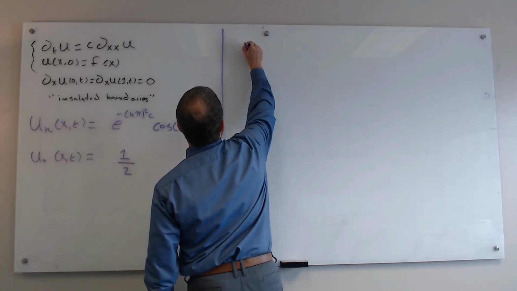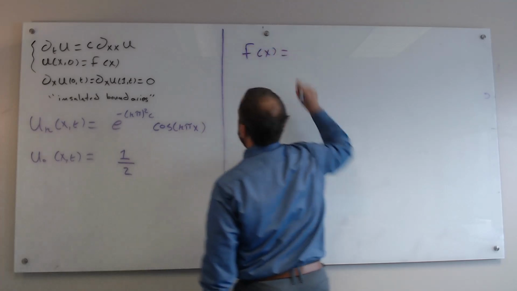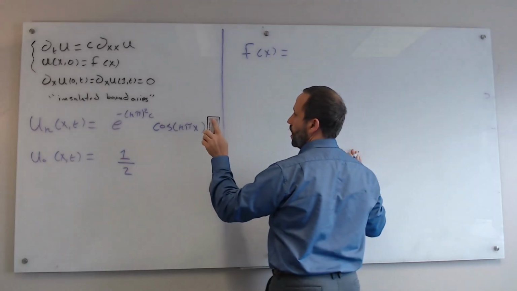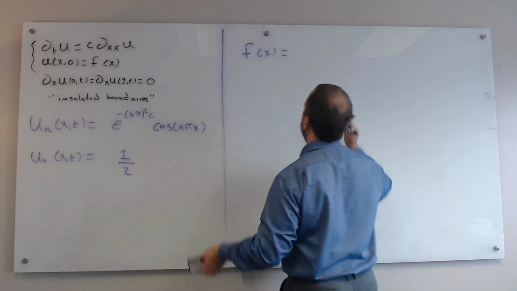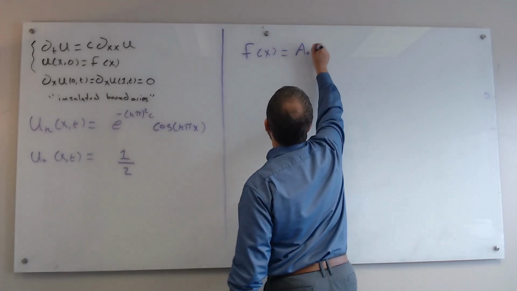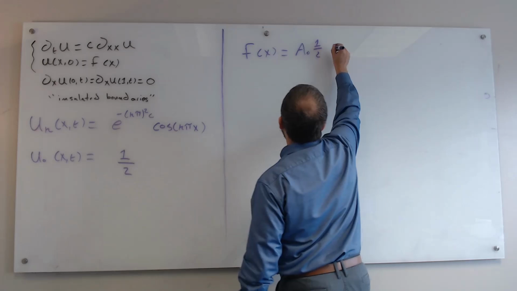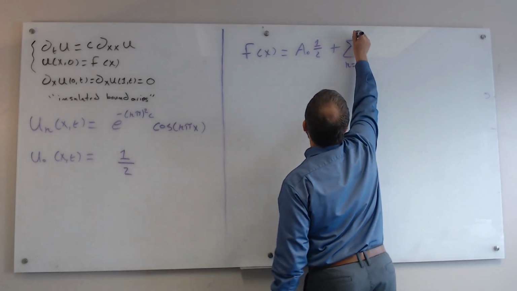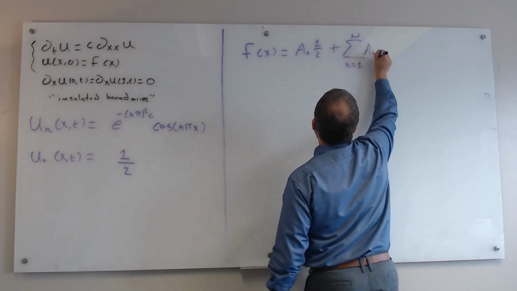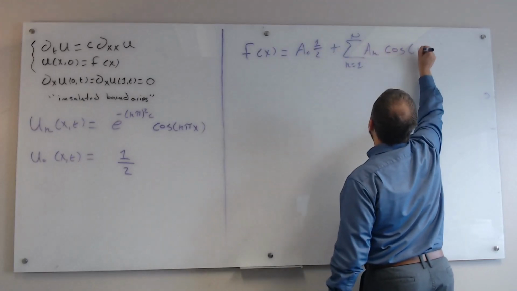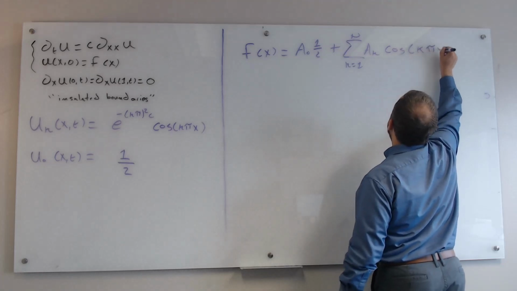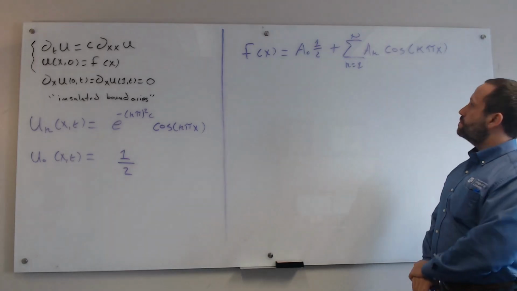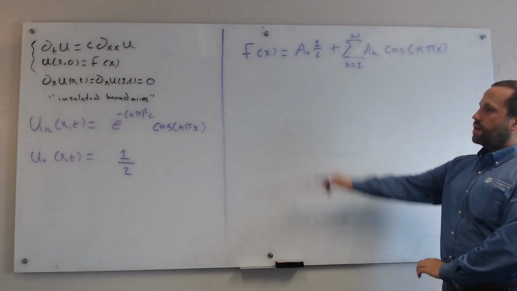What if f of x is not equal to one function but a linear combination of cosine functions? So let's say it's of the form a0 times 1/2 plus the sum k equals 1 to n of ak cosine of k pi x. What can we say about the solution in this case?